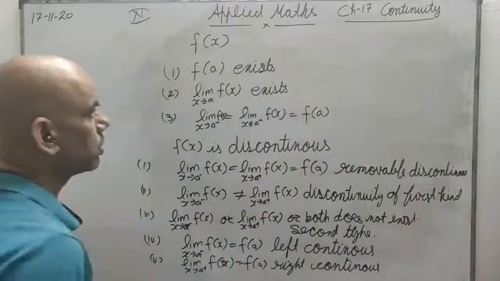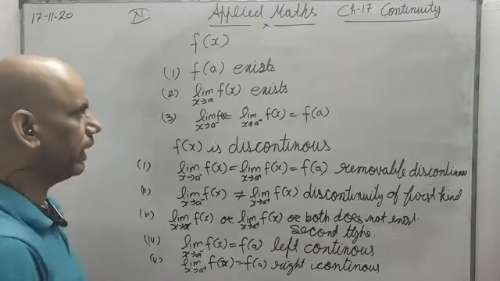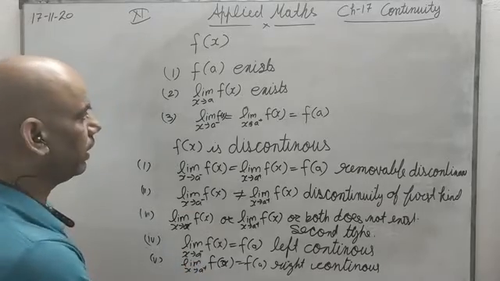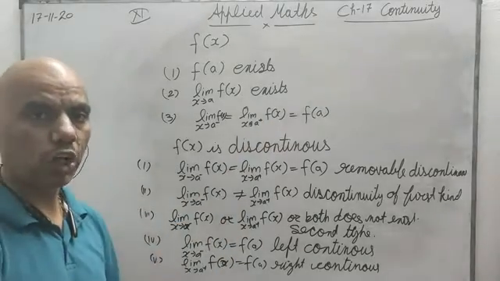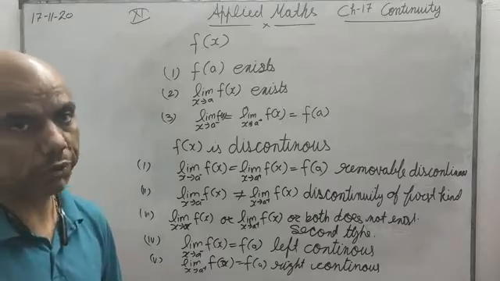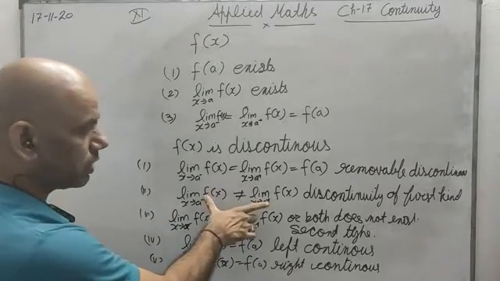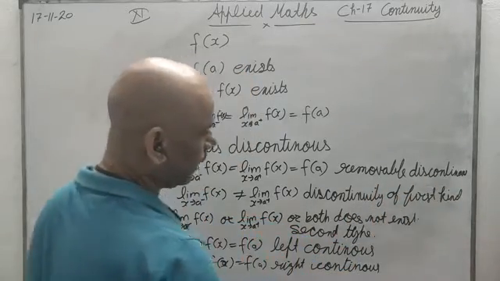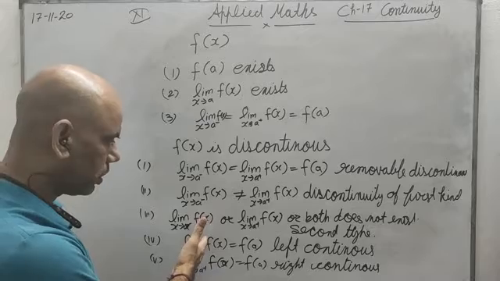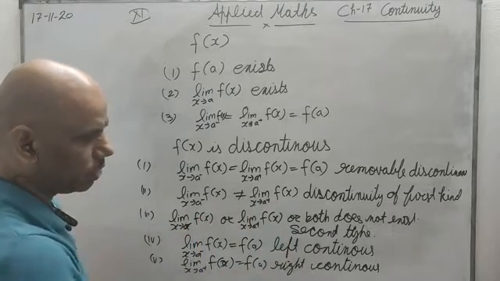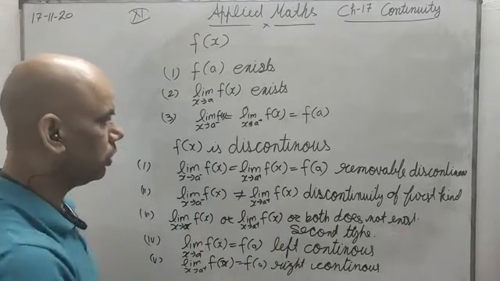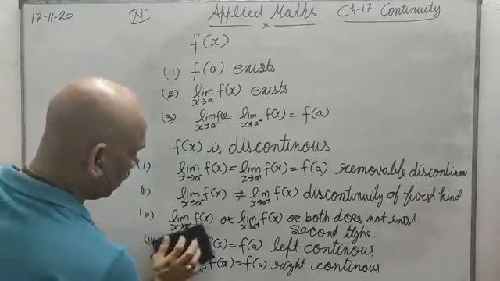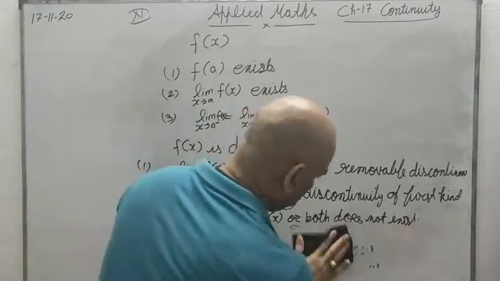Like in limits, we have to find the left hand limit and right hand limit. So there are only three things we will have to do every time: find the right hand limit, the left hand limit and the value of the function. If all of them are equal, the function will be called continuous. If the right hand limit and left hand limit are not equal, then it is discontinuity of the first kind. And if the right hand limit or left hand limit does not exist, then it is of the second kind. Then there are left continuous and right continuous. So these are all the things you will have to do. Let us see the questions.